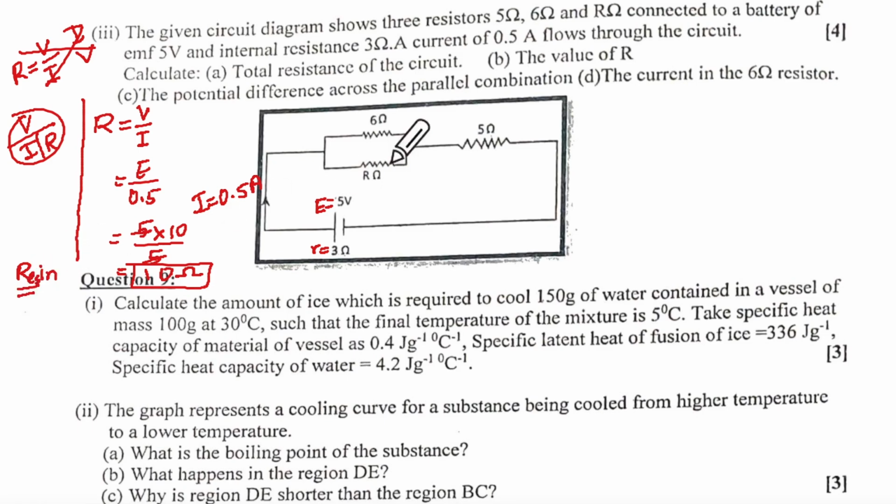Better not write R because R is here. Write resistance in circuit, which is equal to 10 ohms. So we got the answer A.